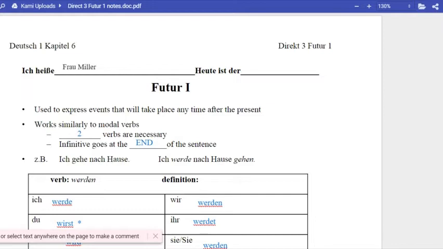We've actually already been doing that, but there's another way, and we're going to learn that today, and that is using a verb called werden. Werden is not a regular verb. It's a little irregular, so that's why we need to sort of learn about it.